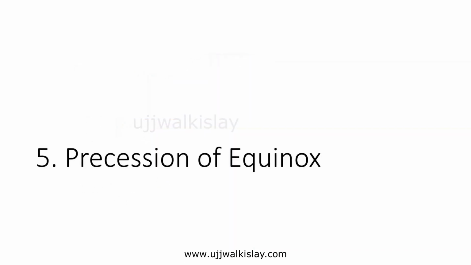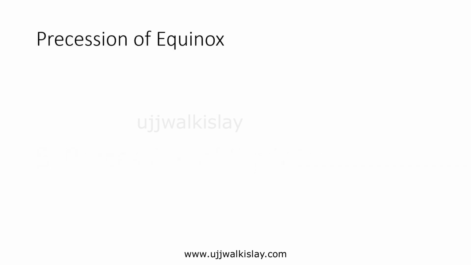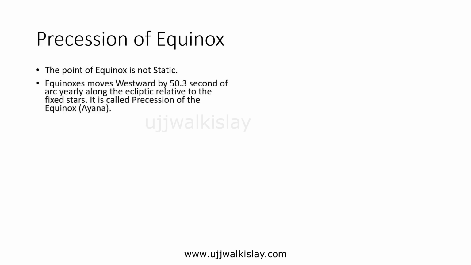Section 5: Precession of Equinox. The point of equinox, that is the first degree of Aries, is not static. Equinoxes move westward by 15.3 seconds of arc yearly along the ecliptic relative to the fixed stars. This effect is known as the precession of the equinox or ayana.